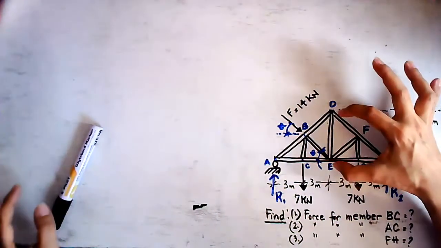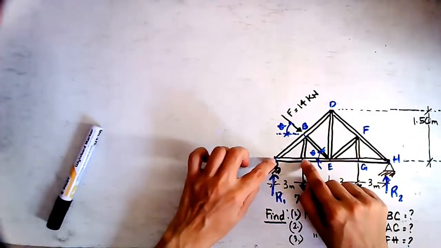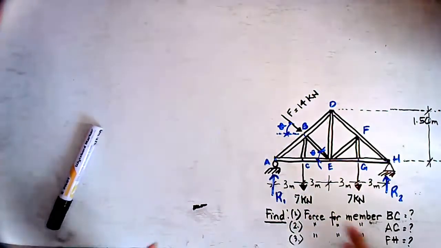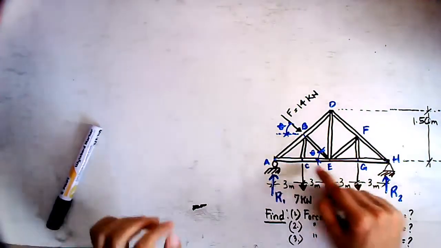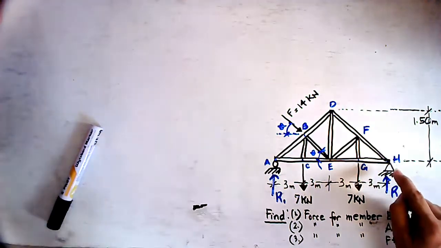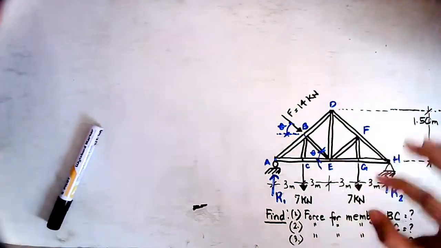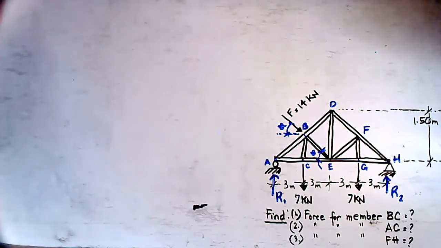So remember, the height of the truss is 1.5 meters. This one is 3 meters. This is 3 meters, 3 meters, and then another 3 meters. So the total length of the span for the bottom chord of the truss is 3 times 4, so that means this is 12 meters. But the height is 1.5 meters, so we will be able to determine the value of the angle. The first thing that we have to do is to determine the value of the angle.